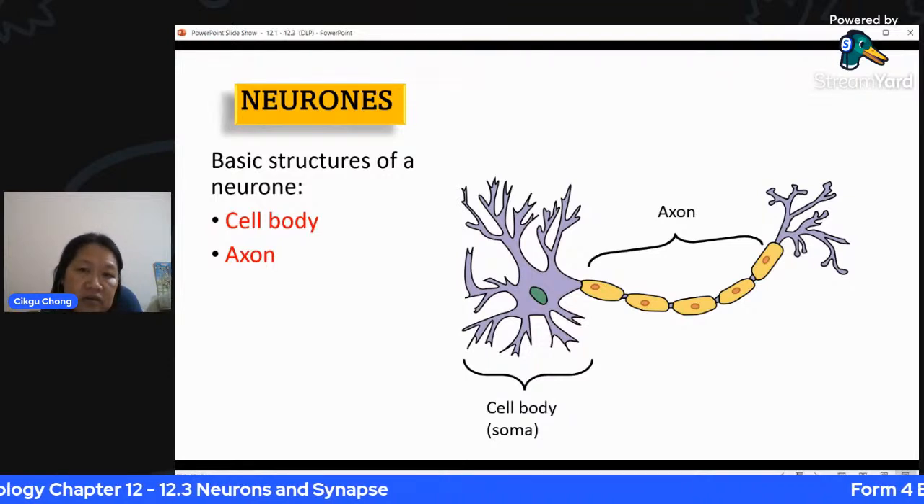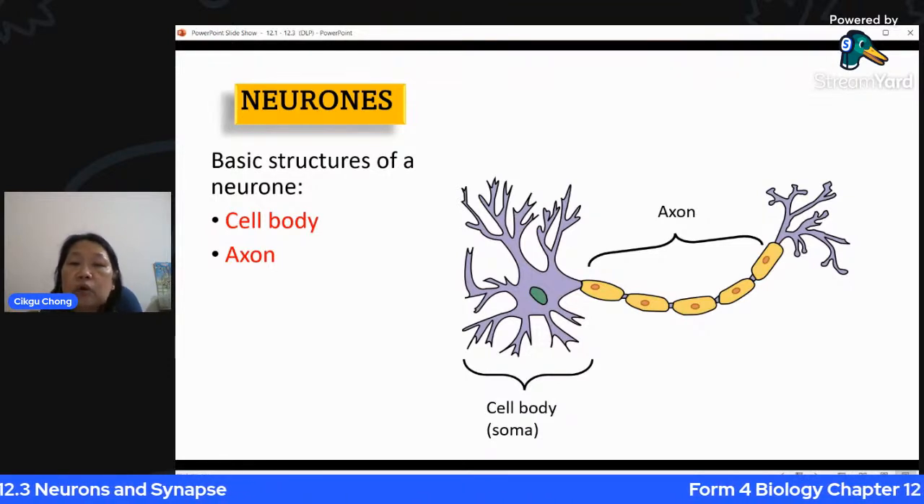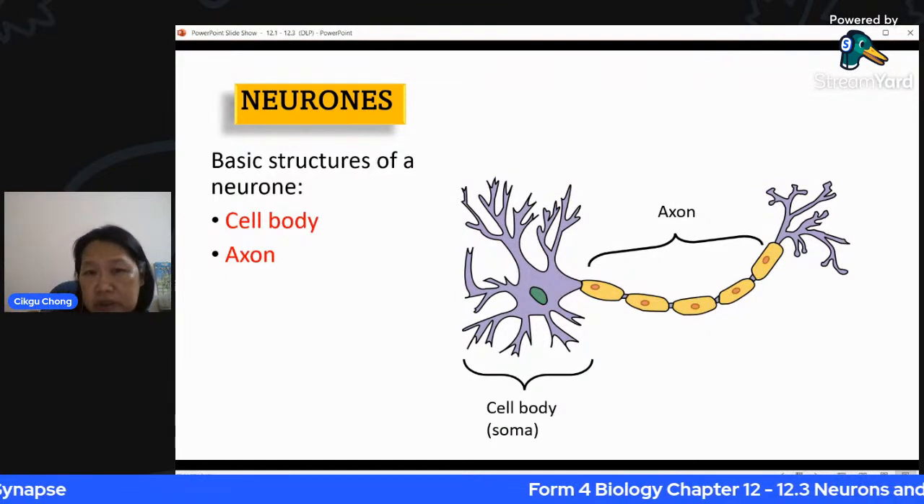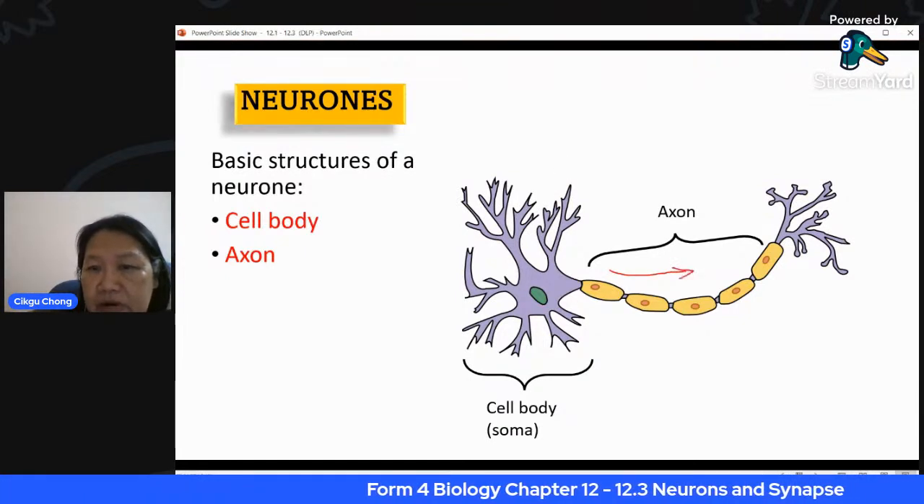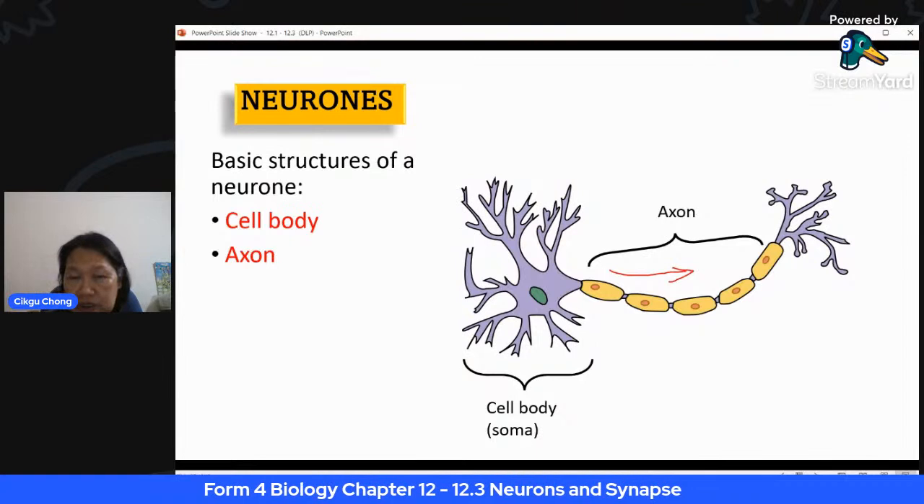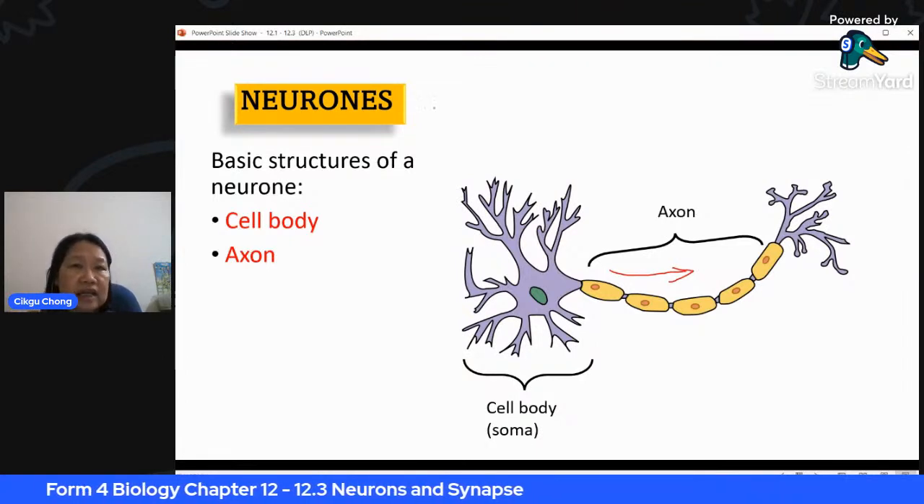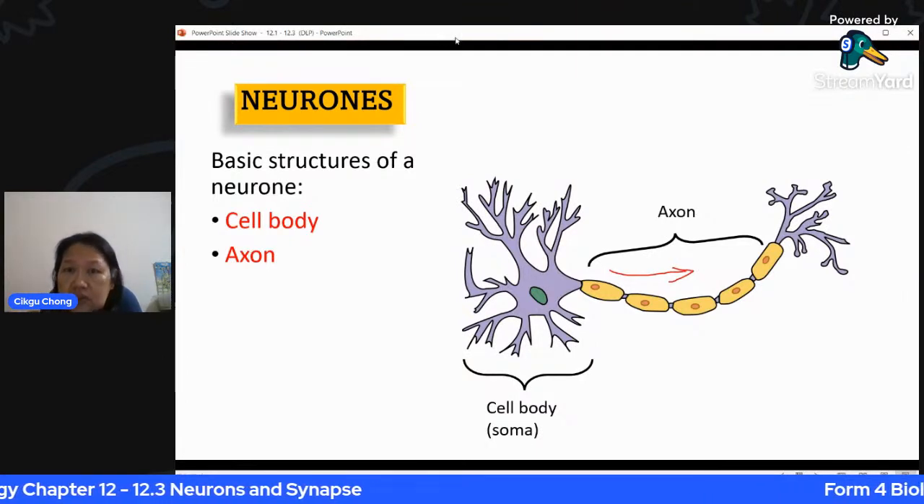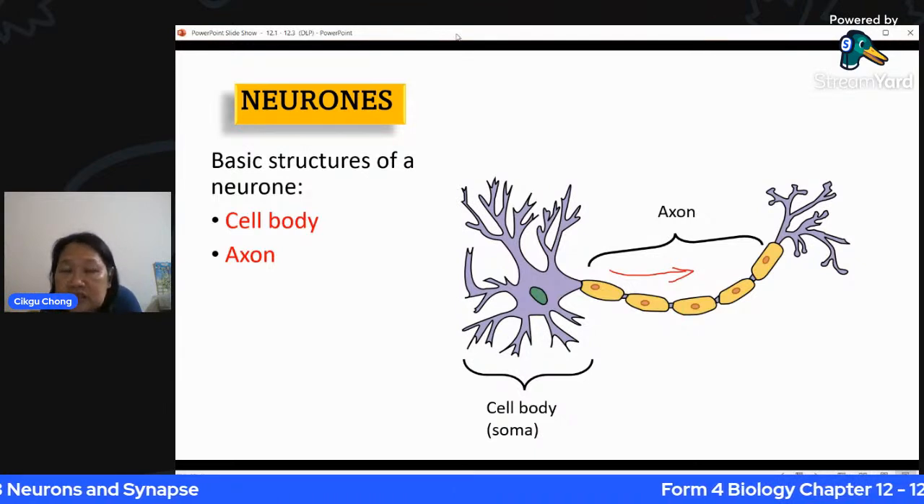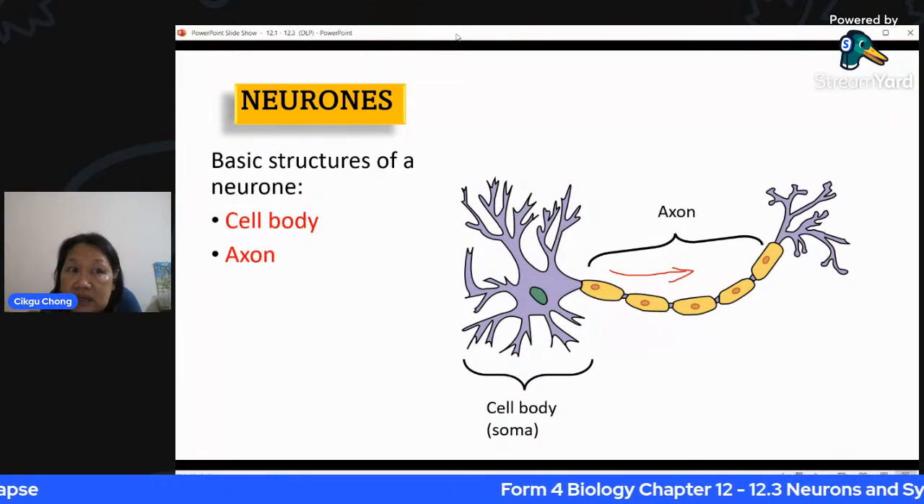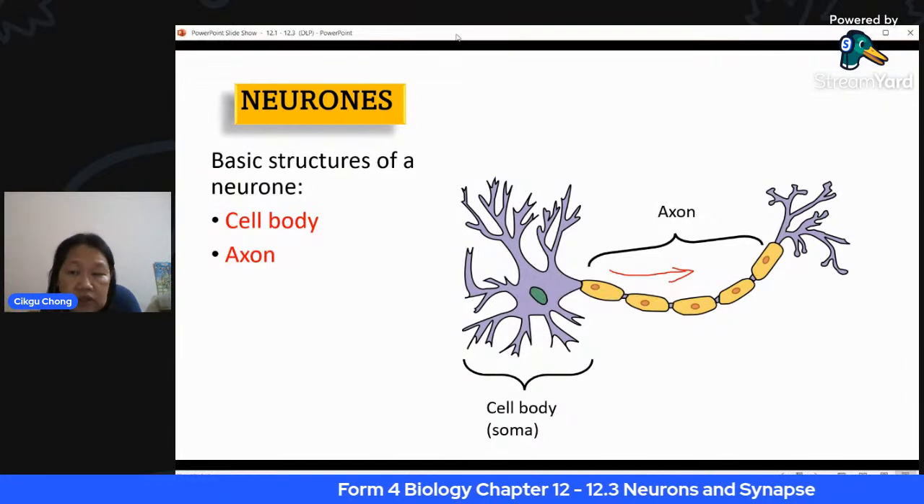The function of the axon is to transmit impulse away from the cell body. So when the impulse moves out from the cell body, that part you can label as the axon. So the axon's function is to transmit impulse away from the cell body.